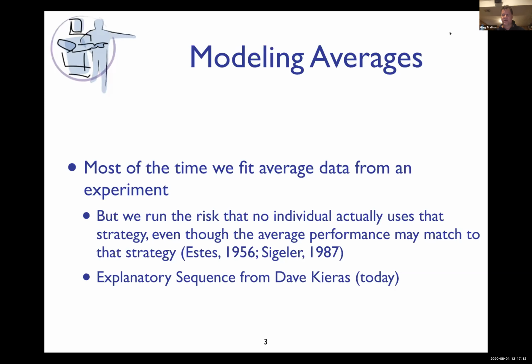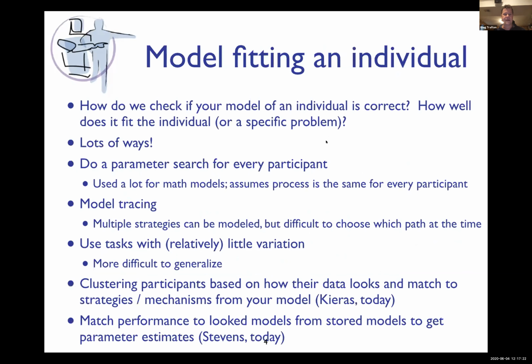Rob Siegler has some great examples in arithmetic and math learning for that. The explanatory sequence from Dave Keuris earlier today also talked a little bit about exactly how that actually played out. So the question I'm going to partially ask here is, how do we check if our model for an individual is actually correct, and how well does it fit an exact individual? We can also think about this as a specific problem, but problems give context as well. So some of that is simpler, some of it's harder, but I'm going to focus more on the individual.